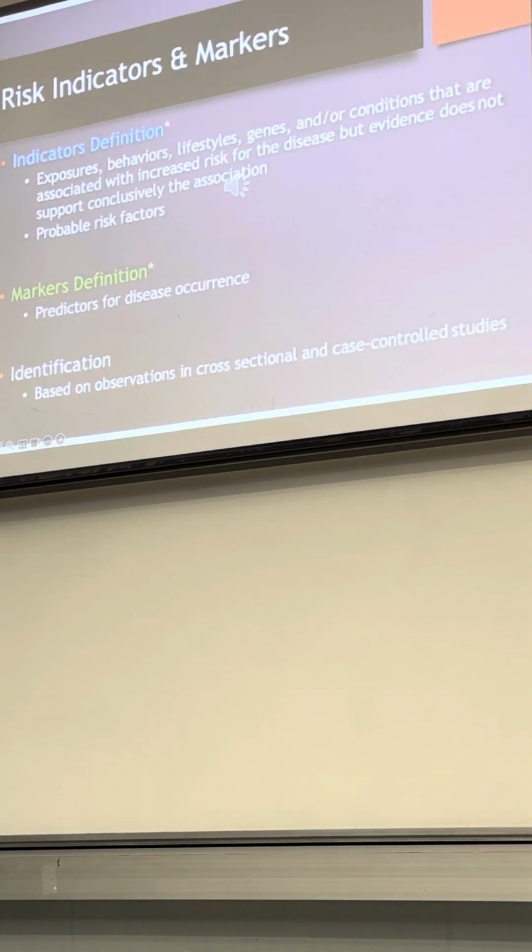Okay, so risk indicators and risk markers. Indicators, by definition, a lot of these same things, exposures, behaviors, lifestyle, genetics, conditions, all of those things are associated with the risk for the disease, but evidence does not support conclusively the association. They may just be probable risk factors. So by definition, a risk indicator is likely associated, but it is not definite. And then a risk marker is the other terminology that you want to distinguish between, but these are predictors for disease occurrence. So again, we're going to look through some of these.